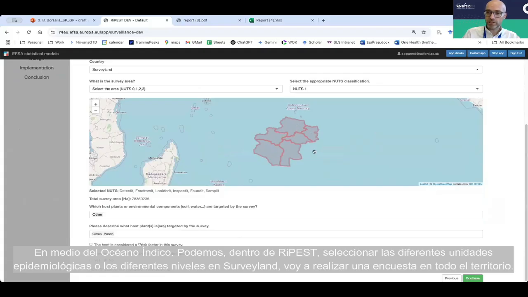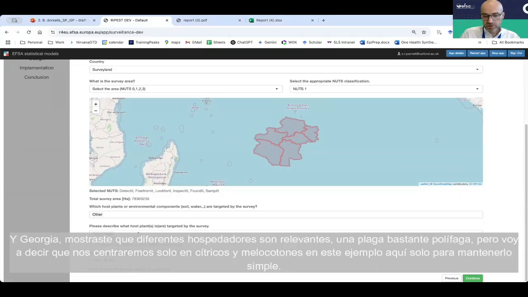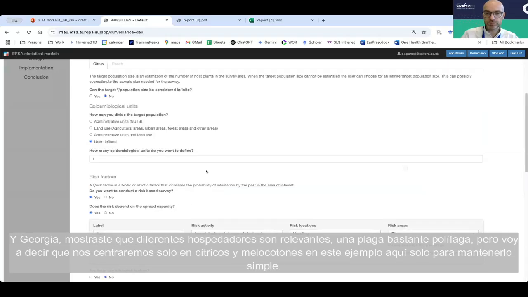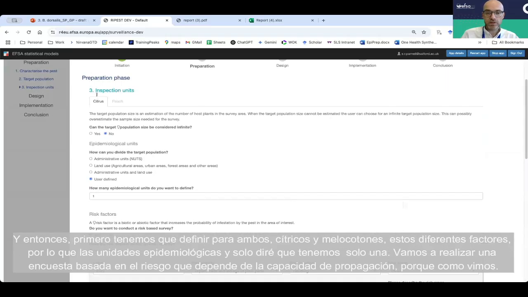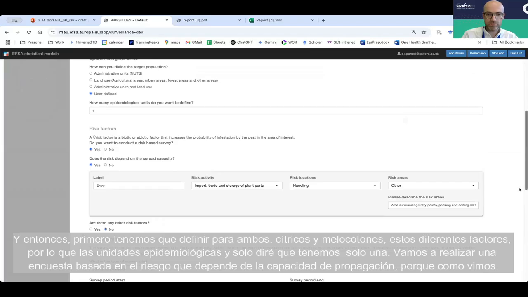In Surveyland, I'm going to conduct a survey in the whole territory. And Georgia, you showed that different hosts were relevant. It's quite a polyphagous pest, but I'm going to say we're going to focus just on citrus and peach in this example, just to keep it simple. So we first of all have to define for both citrus and peach these different factors, so the epidemiological units, and I'll say we just have one.